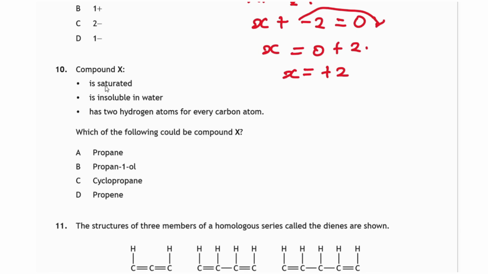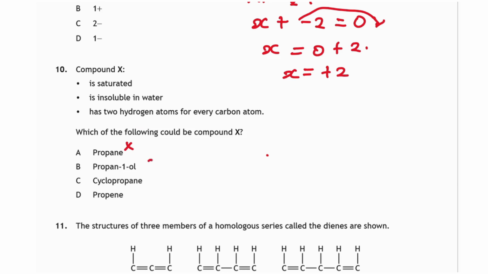And the last, number 10, is compound X. It's saturated, it's insoluble in water, and it has 2 hydrogen atoms for every carbon atom. So which of them is compound X? For propane, propane is saturated, and it goes with the second option, but for the third condition, having 2 hydrogen atoms for every carbon atom, it is wrong, because some carbon atoms are bonded to 3 hydrogens and some are bonded to 2.